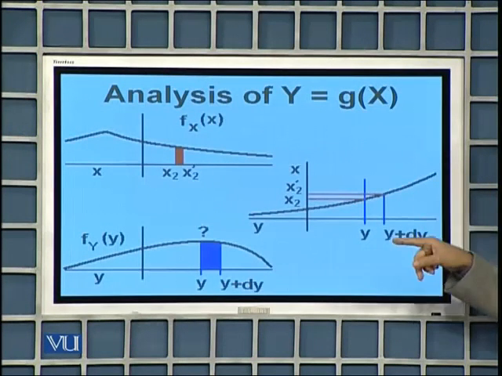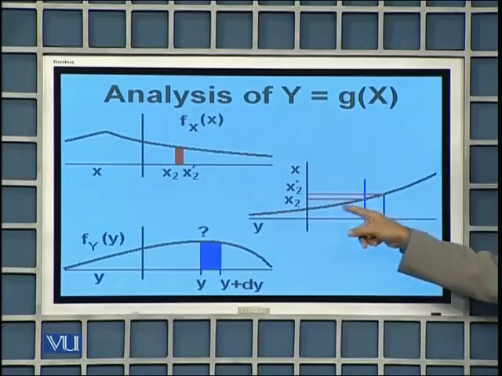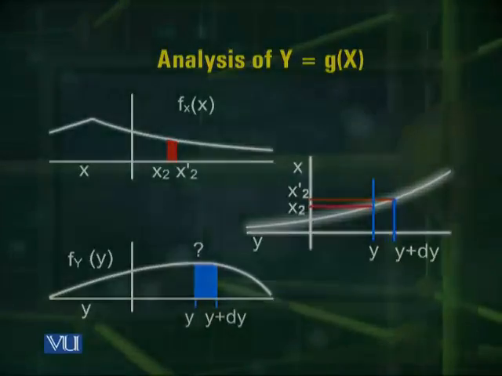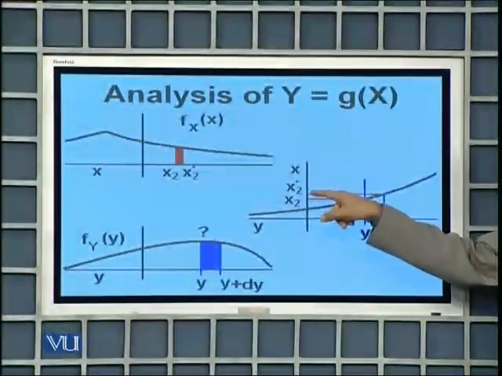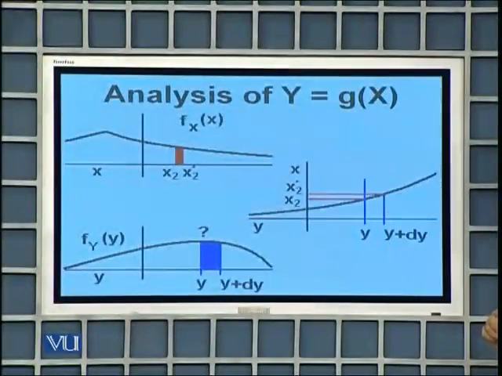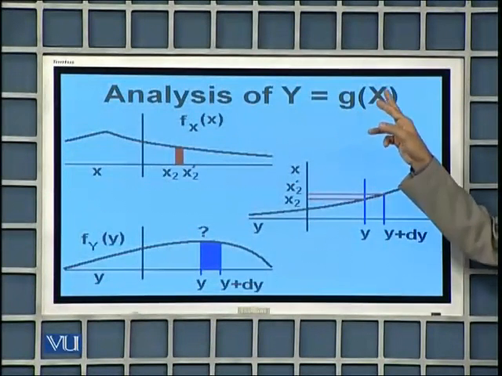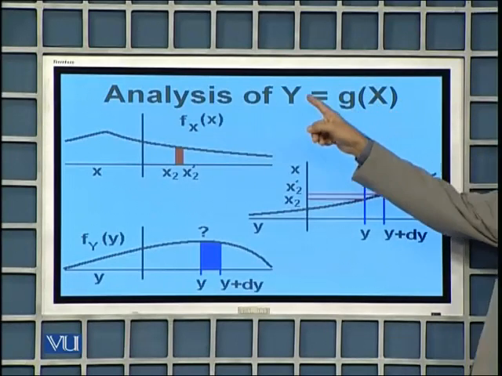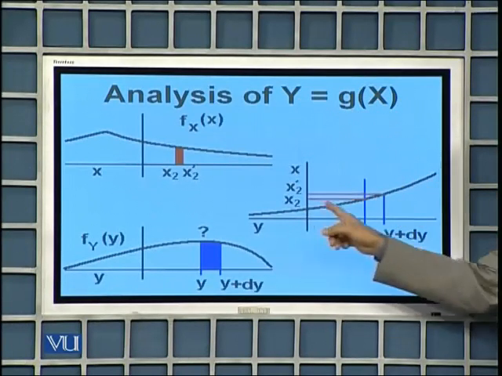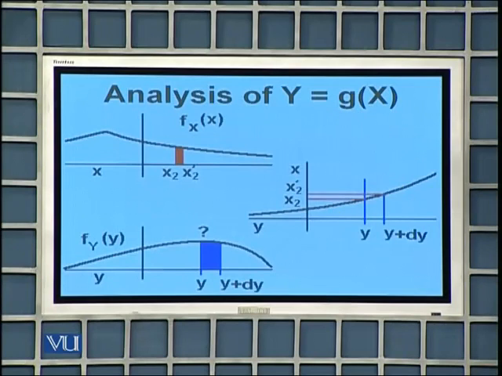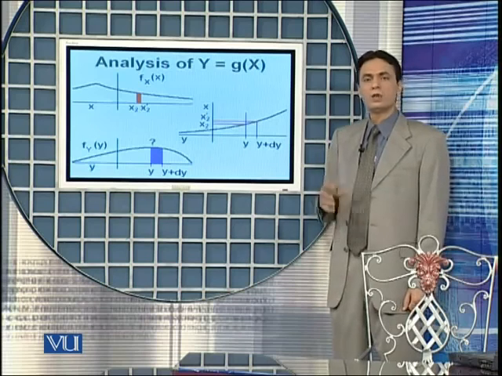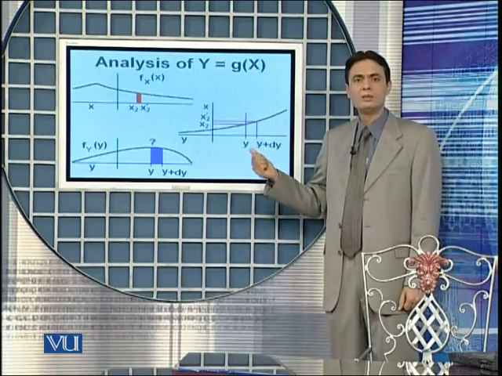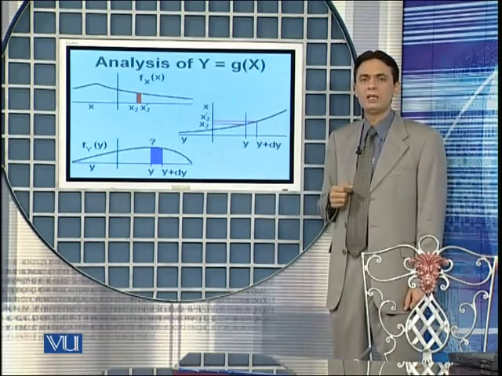so h is also a function. So this plot is the plot of function h. It takes values of y as input and gives values of x as output. G, the original transforming function, takes values of x and gives values of y. So this plot is for g inverse or h. Now the problem is that you want to find the PDF of derived random variable y.